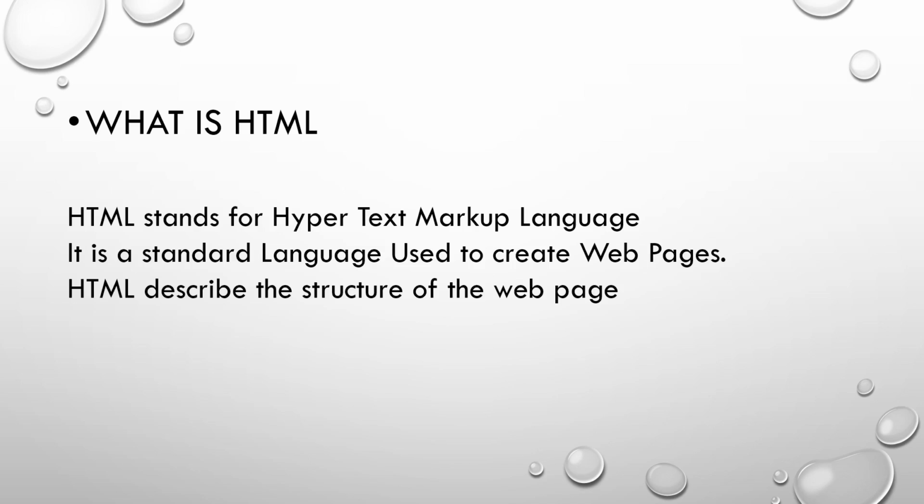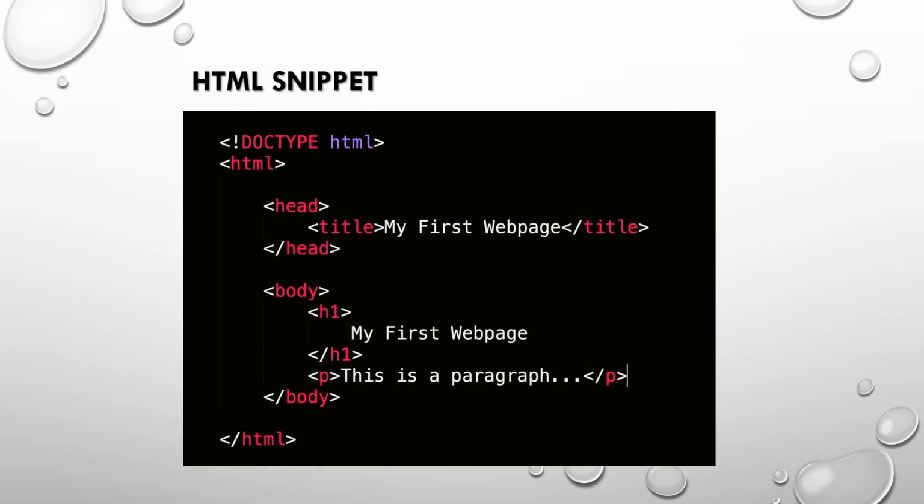So at the end of this series, I expect you to be able to create your own website, a fully functional website. Now let's look at how HTML code looks. So this is a snippet of how HTML code looks. We have the doctype HTML. You have an HTML, head, and a body.